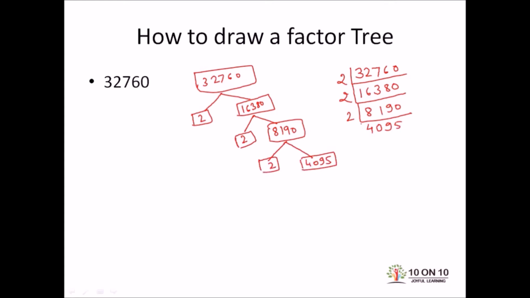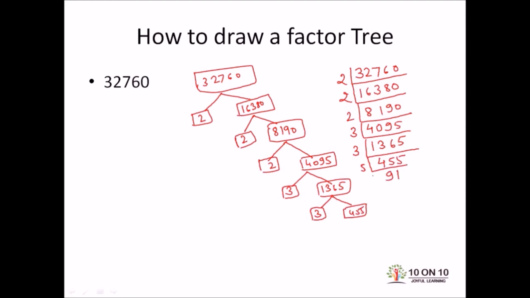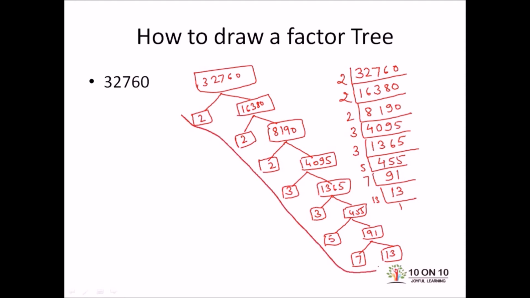Now you see this is not divisible by 2 but it is divisible by 3. You can divide it by 3. So the factor tree will become like this. Now this is again divisible by 3. Now this is divisible by 5. It is divisible by 7. And this is 13. If you look into this tree, in the last nodes you will find all the prime numbers. So this is how a prime factorization is done, and you have to draw a factor tree.